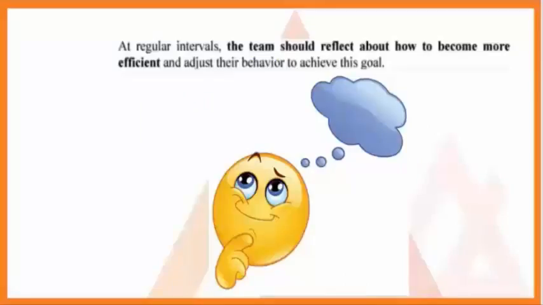And lastly, principle number 12. At regular intervals, the team reflects on how to become more effective and adjusts its behavior accordingly. Through retrospectives, Agile teams learn from their mistakes and evaluate how they can adjust. This is done throughout each iteration of the project.